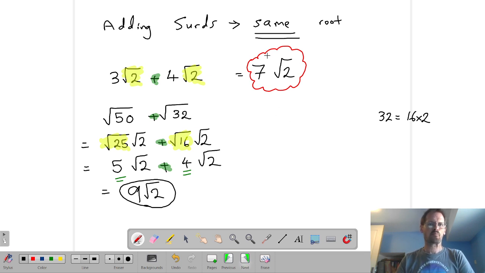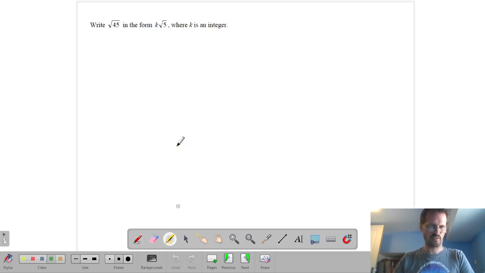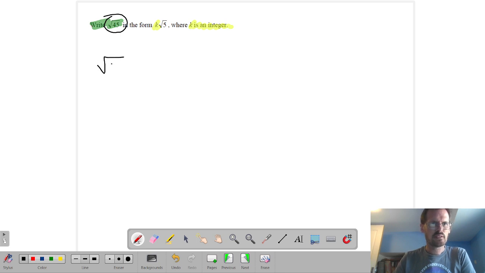Now, sometimes in an exam situation, they like to confuse you slightly by writing the questions in slightly different ways. Here's a really typical way of writing a question, and I just highlighted the key bits there. So we're starting with root 45, and what they want us to do is write it in the form of k root 5, and this bit here says k is an integer, so k is just a whole number.